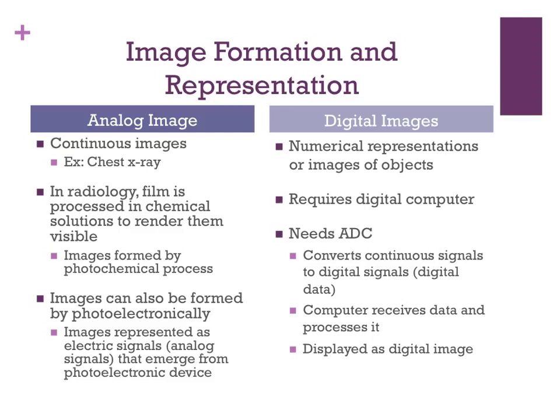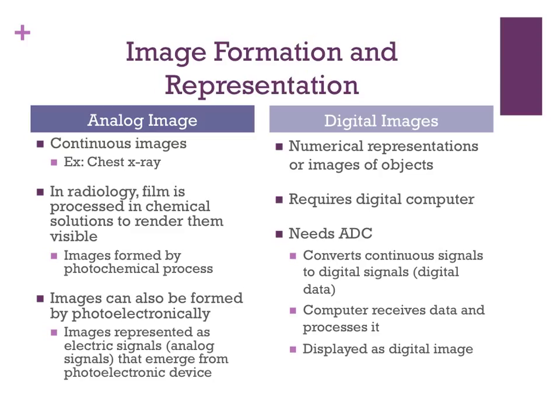Analog images are continuous images. They include chest x-rays, since they represent a continuous distribution of light intensity as a function of position on the radiograph. In radiology, the film is processed in chemical solutions to make them visible, and the images are formed by a photochemical process, where the images are represented as electric signals that emerge from the photoelectronic device.